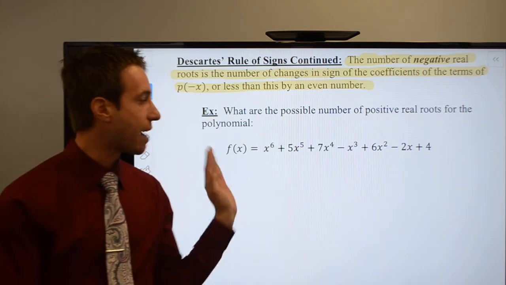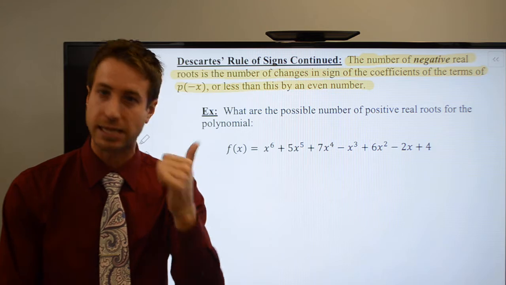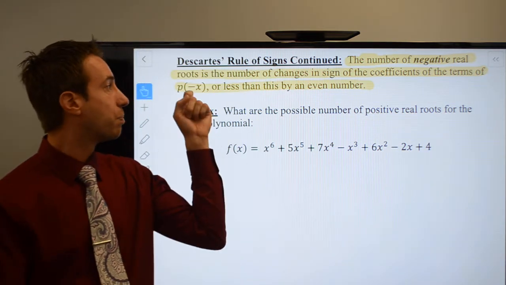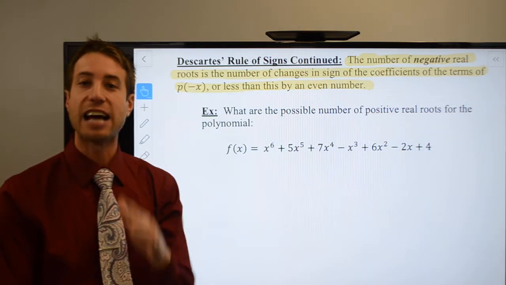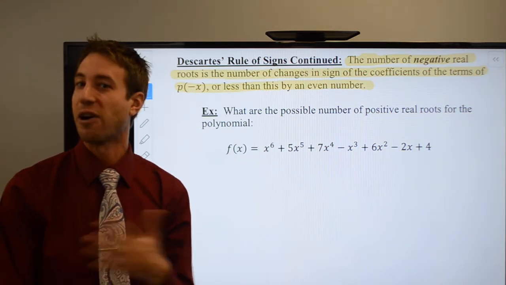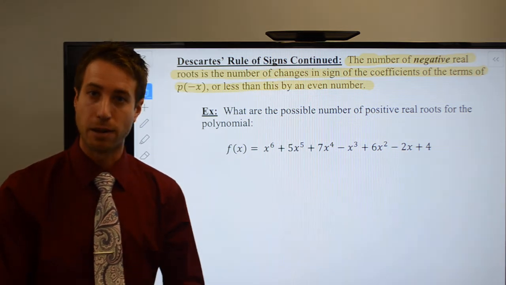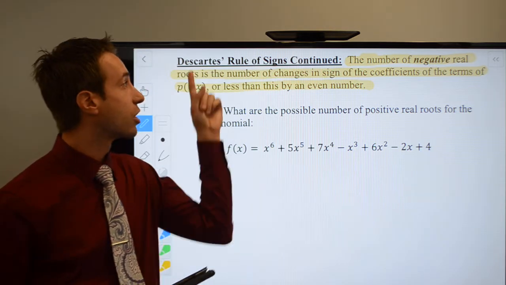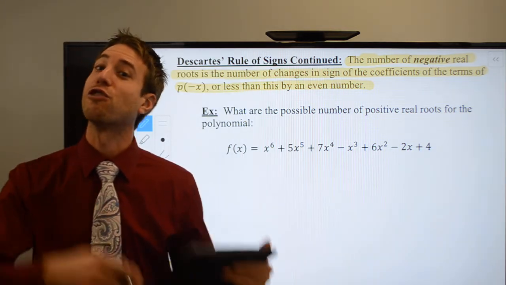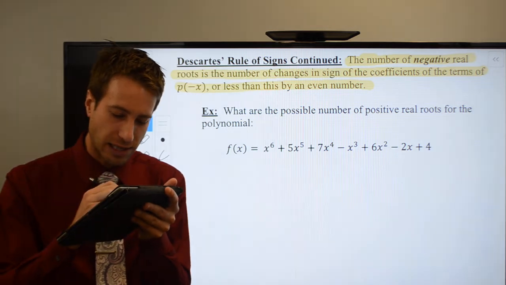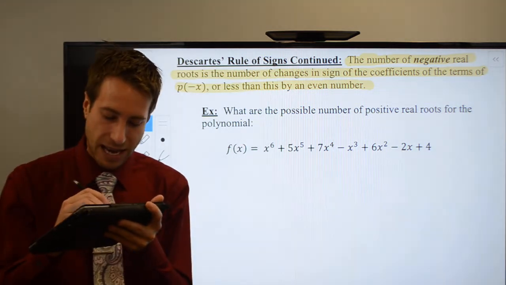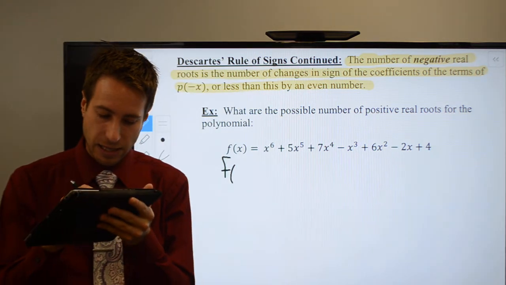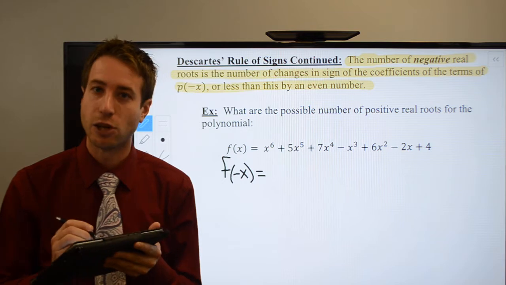Whatever the polynomial is you've been given, first, again, it's got to be in standard form, descending order of power, and you need to plug in a negative x as your domain value for every single variable in the polynomial. So you do have a little bit of algebra you need to do for Descartes' rule of signs for negative real roots. And it's actually just this simple. Since my polynomial is f of x, I'm going to do f of negative x. I need to plug a negative x in as my domain value.